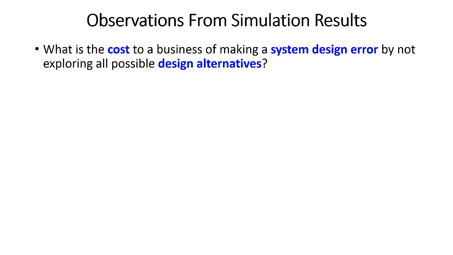One observation that comes to me is what is the cost to a business of making a system design error by not exploring all the possible design alternatives? We've spent a lot of time poking around here, certainly nowhere near exhausting all the alternatives that could be considered. But you can see for the purpose of this demo, you get a feeling, a flavor for what the process of simulating is. You're basically exploring the design space, looking at alternatives, trying to understand the meaning of how your system is behaving and where to put your energy, where to put your time and resources in order to get the performance that you expect.